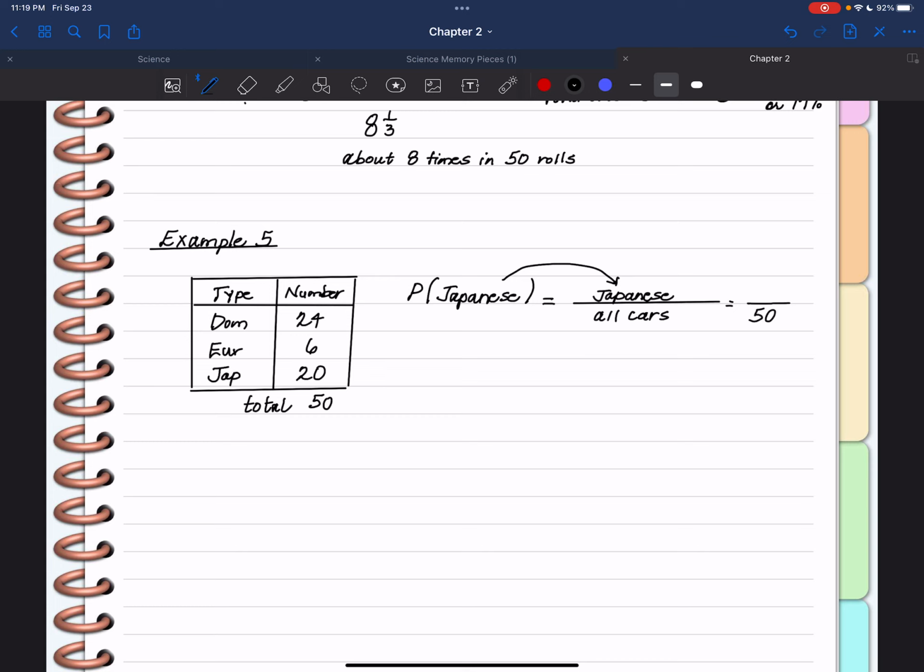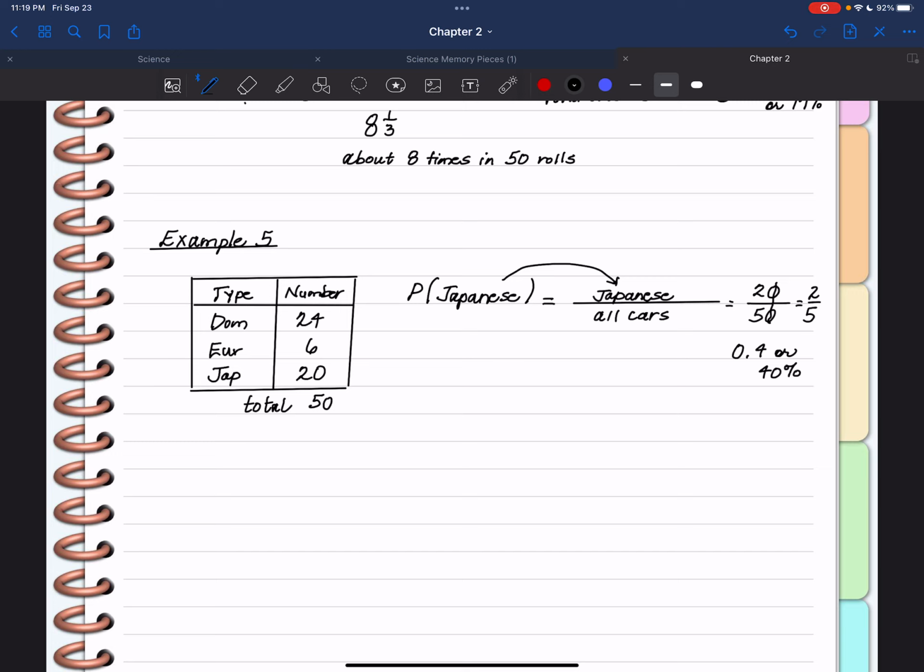And then the Japanese cars were 20 out of 50. You can go ahead and knock off a 0 to get 2/5. 2 divided by 5 on the calculator is 0.4 or 40%.